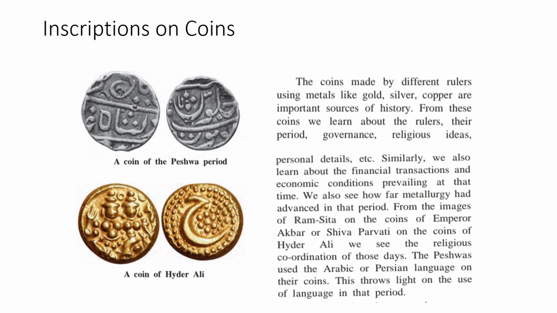और शिव पार्वती ऑन द कॉइन्स ऑफ हैदर अली, जो नीचे कॉइन दिया है, we'll see in that image, वो लेफ्ट हैंड साइड में there are two, you know, something like hands, you can see hands, you can see faces, so they are Shiv and Parvati. We see religious coordination of those days. ये दो कॉइन्स है, कॉइन्स फ्रॉम एम्परर अकबर एंड कॉइन्स फ्रॉम हैदर अली. इससे क्या पता चलता है, इससे ये पता चलता है that there were religious coordinations in those days. Religious coordination मतलब people following different religions used to live together and every person was treated equally, यानी हर एक को इक्वली ट्रीट किया जाता था irrespective of his religion or caste. ठीक है. The Peshwas used Arabic or Persian language on their coin.